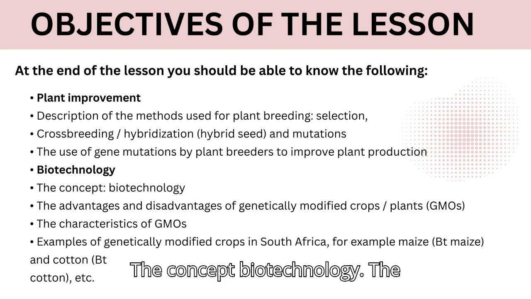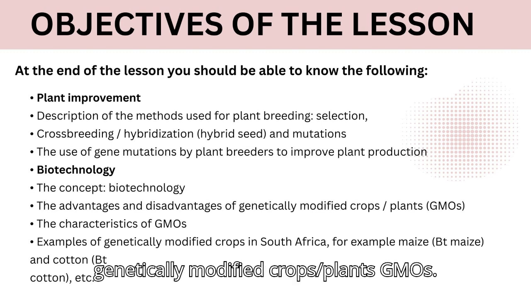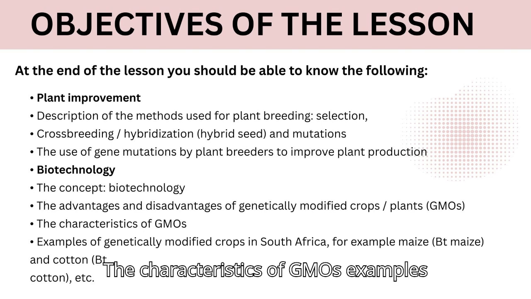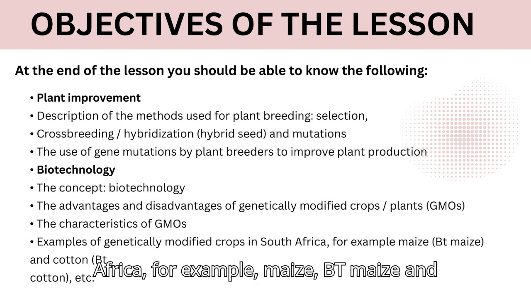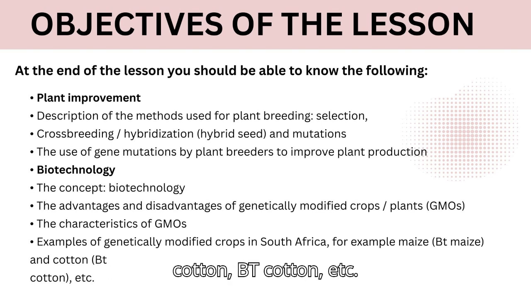Biotechnology: the concept of biotechnology. The advantages and disadvantages of genetically modified crops/plants, GMOs. The characteristics of GMOs. Examples of genetically modified crops in South Africa, for example maize, BT maize, and cotton, BT cotton, etc.